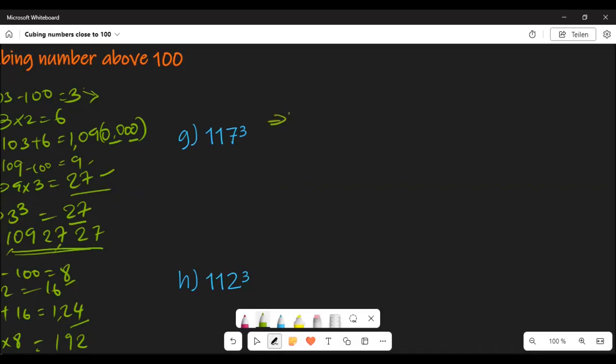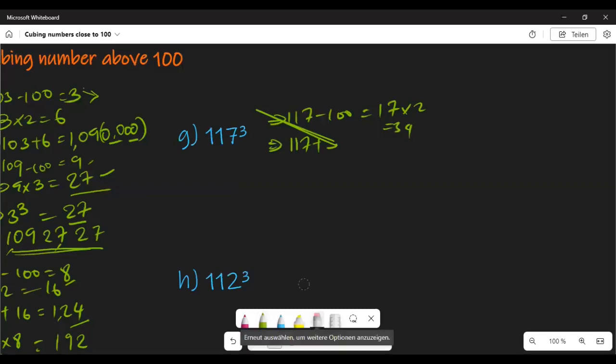So here again, let's see. First procedure, let's say 117 minus 100. So that gives you 17. 17 times 2 will give you 34. So then the next thing you say here is 117 plus 34. Sorry for that, I was trying to do it in lesson. Okay. So that's going to give you 151. This is going to be the first part of the answer.